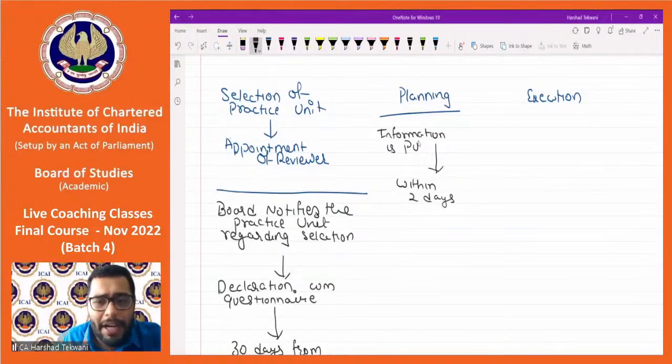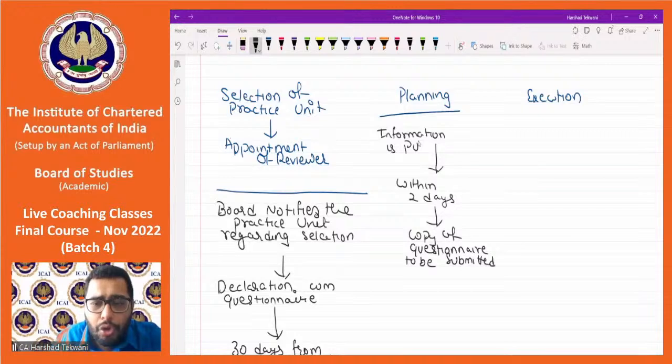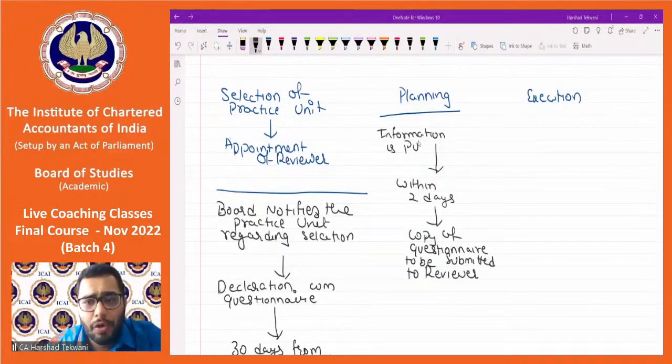So the copy of the questionnaire which was submitted to the board is required to be submitted to the reviewer. Okay, that copy will be submitted to the reviewer. That should be filled completely. Okay. And other than that, details of any proceeding against the practice unit, or let's say its partners, or any of the staff, which has been taken by any regulatory body, or any investigation which is going on related to any assurance engagement during the 3 financial years preceding the period of review.